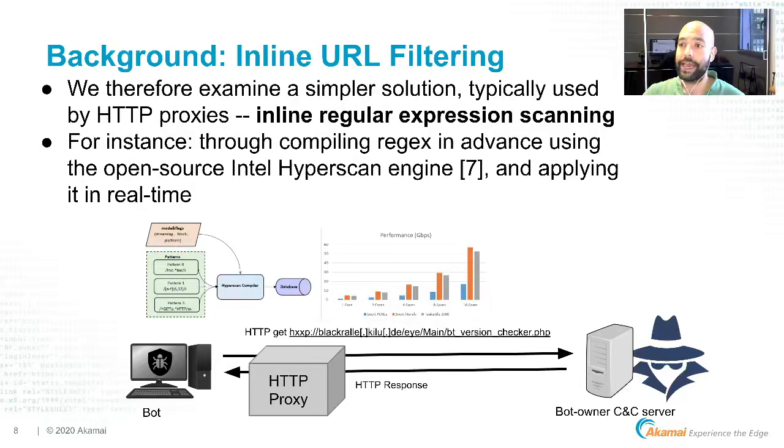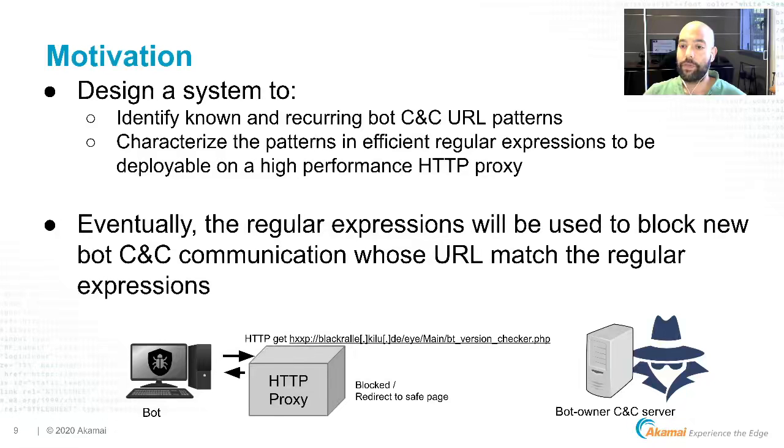So the idea is that if we have a set of regular expressions, we can compile them in advance into a model using the Intel Hyperscan engine, and then we can deploy this model on an HTTP proxy and apply the regular expressions within the model to every URL that is browsed on the HTTP proxy. From this point on, if any URL matches these regular expressions, we'll be able to block it and therefore shut down the communication of the botnets.